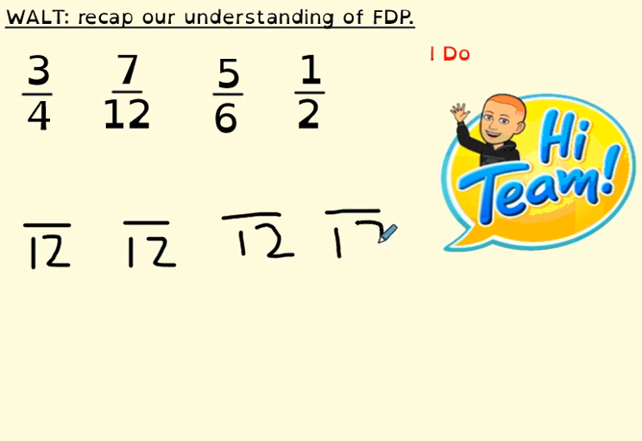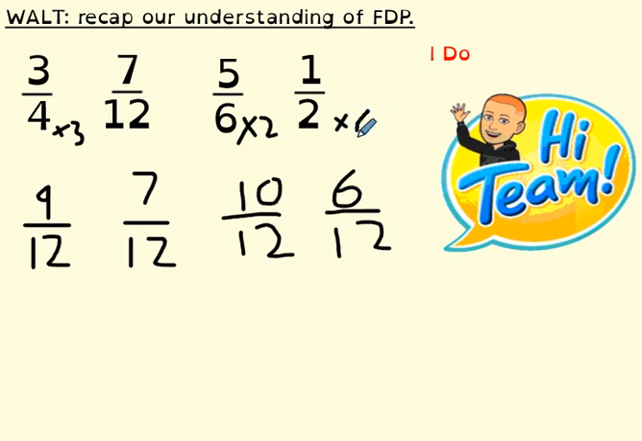My 7/12 fraction will remain the same because I times the denominator by 1, so I times the numerator by 1, and it remains as it was. 3/4 over 12ths, then I times the denominator by 3, so I times the numerator by 3. 3 times 3 is 9. 6 to get to 12, I times by 2, so I times my numerator by 2, which would give me 10. And then 1/2 is the same as 6/12 because I times both by 6.